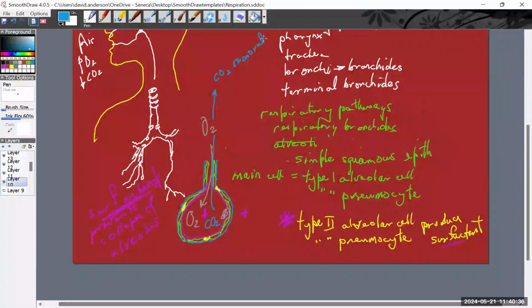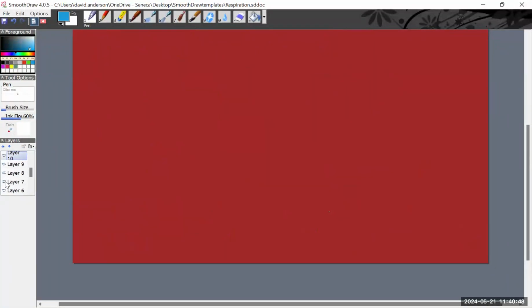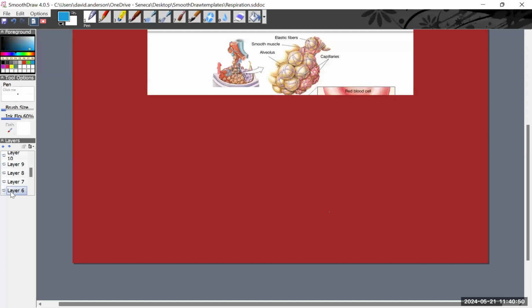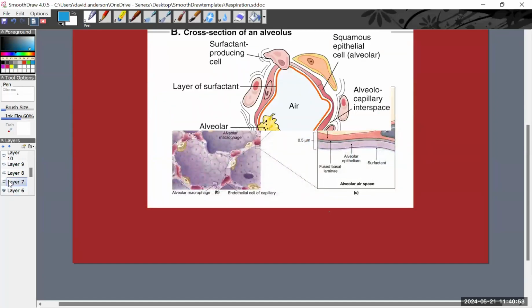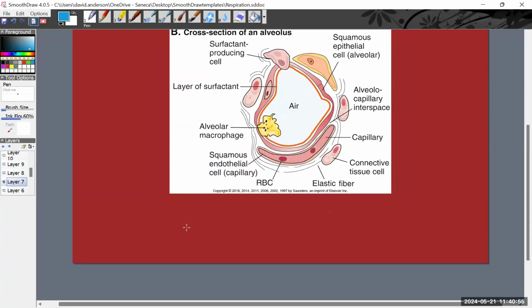Are we okay with the anatomy so far? Yes. Let's see, I think I've got a picture I can show you of this alveolus. Let's see what happens here. How about this one? Let's start with this one.